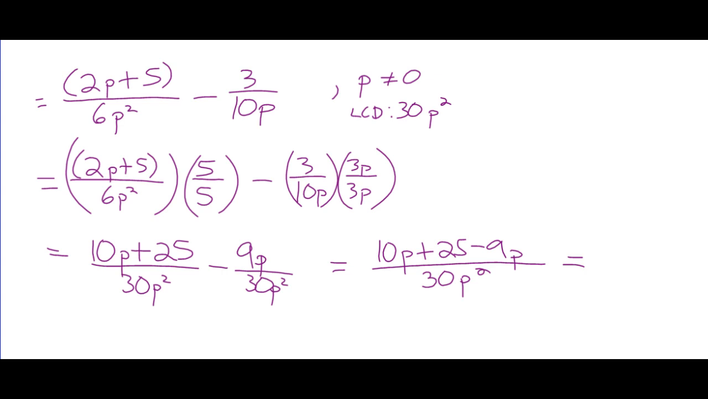Which is equal to P. So 10P minus 9P gives you 1P. Plus 25 over 30P squared. Okay, nothing cancels, it's just the number 1. So there's no common factor. If that had been a 5P or something, then I could factor out the 5 and cancel it.